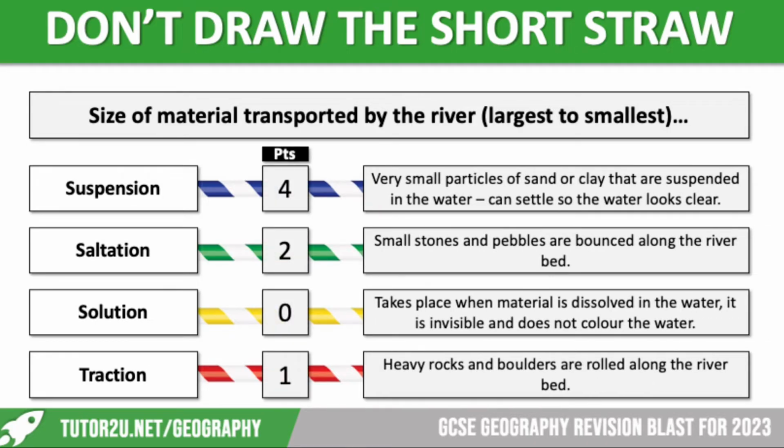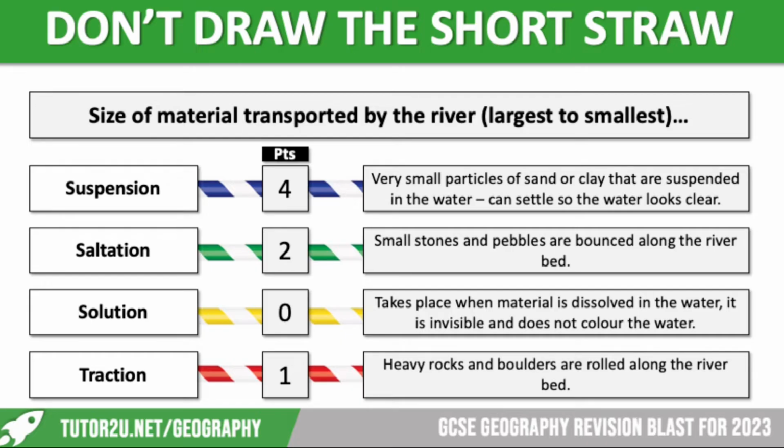So it is suspension being awarded 4 points, saltation 2 points, traction 1, solution 0. So let's have a look at these terms. If we start from the largest to smallest, traction are heavy rocks and boulders which are rolled along the riverbed. We then have saltation, where you've got small stones and pebbles bounced along the riverbed. Then we have suspension with very small particles of sand or clay that are suspended in the water.